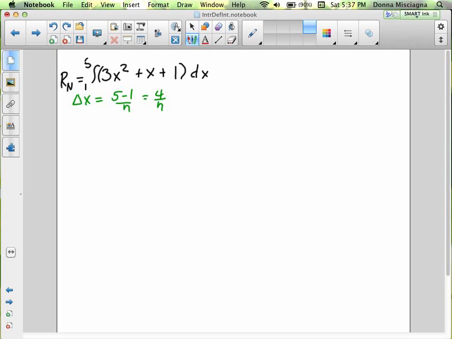Now let's get our x value. The x value is the starting value, which is 1, plus our first rectangle, which will be 4 over n, our change in x, times j. We're going to substitute into the function and simplify.